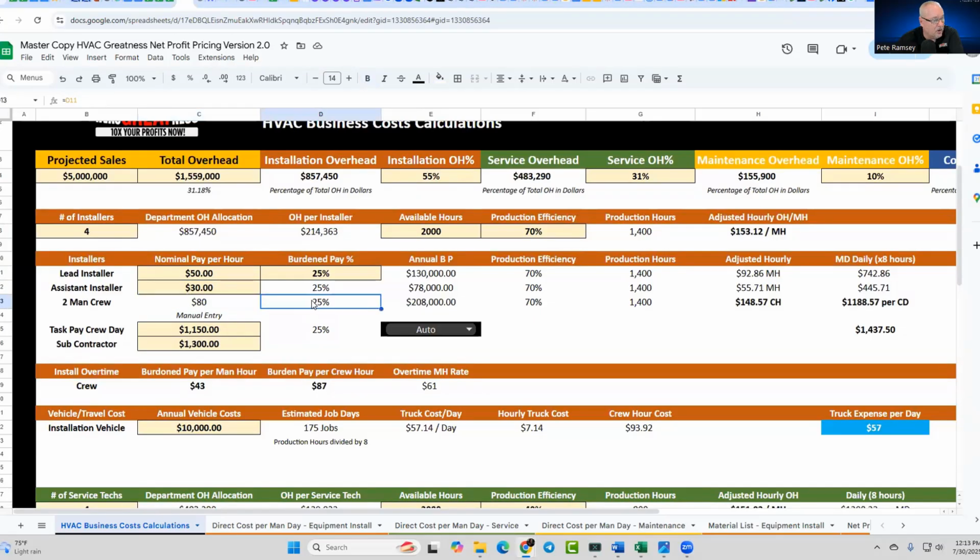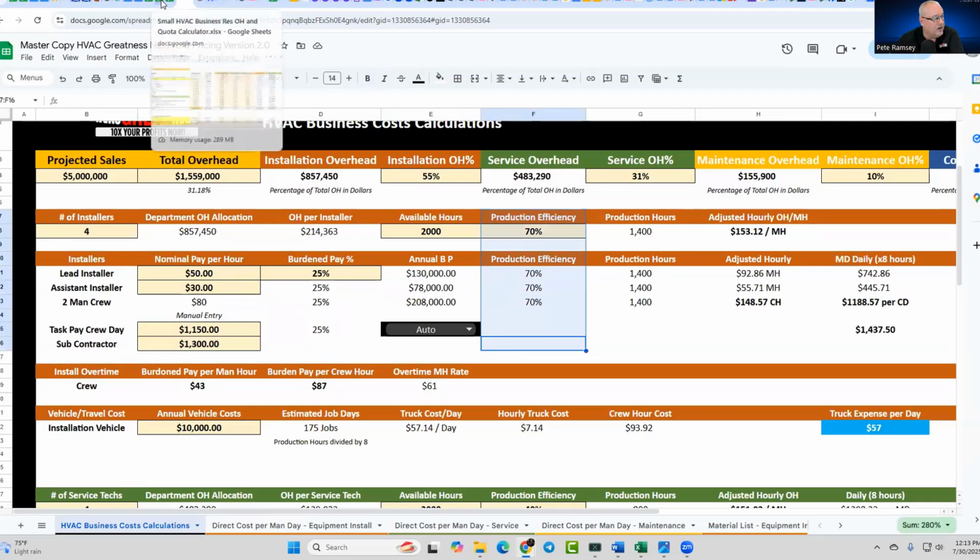Well, we got to add some burden on there because we're giving them benefits. We're paying their vacation. We're matching their Social Security. And so we have to divvy this number up across those hours. And then we come up with what's called a crew hour for our labor and a man hour. So that's how that works. But we got to have some projections.